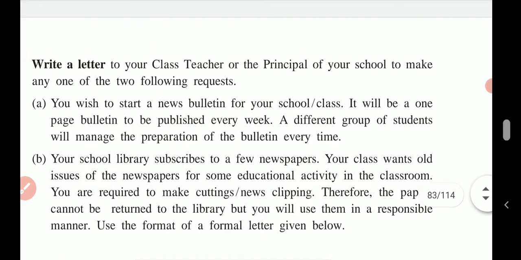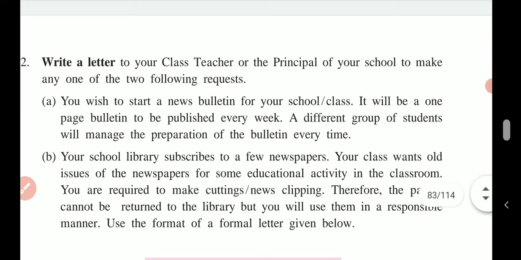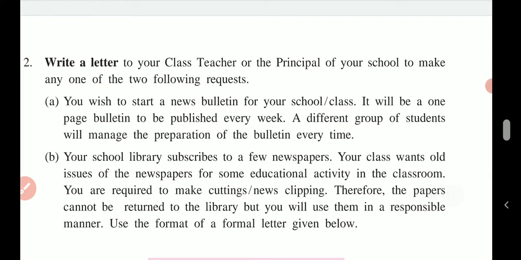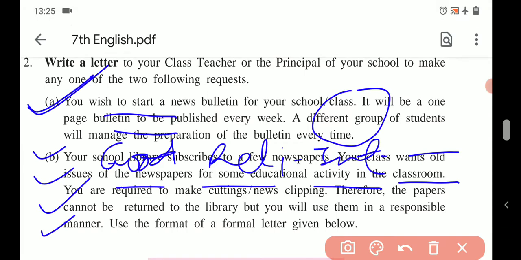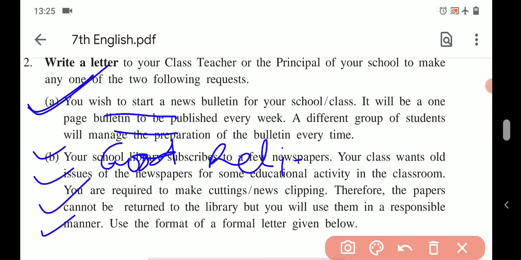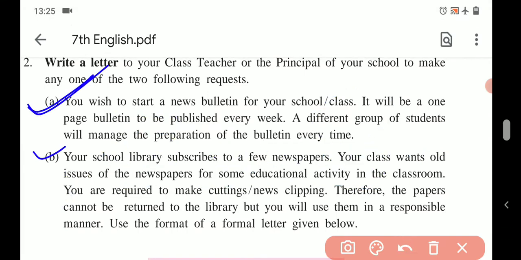Next, write a letter to your class teacher or principal of your school to make any one of the 2 following requests. So we will write both of them. Here are the 2 questions for letter writing. First, you wish to start a news bulletin for your school or class. It will be a 1-page bulletin to be published every week.